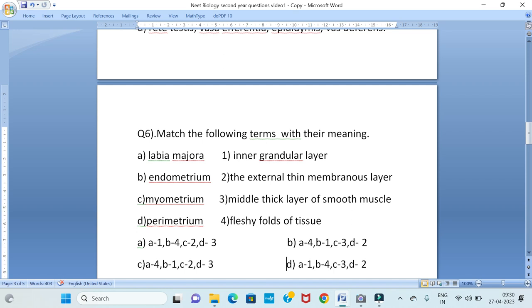Like skin, the external layer is thin, the first layer is thin. The middle layer is thick. The inner glandular layer is endometrium. Like that you can remember. The correct order is: outer, external layer is perimetrium; middle is myometrium; inner is endometrium. Like that you can remember.